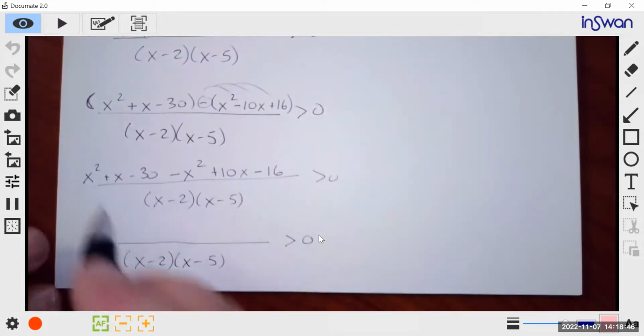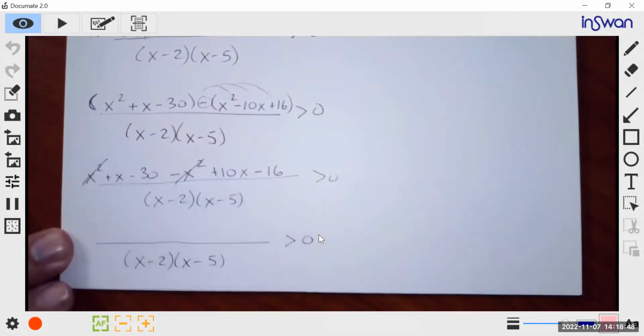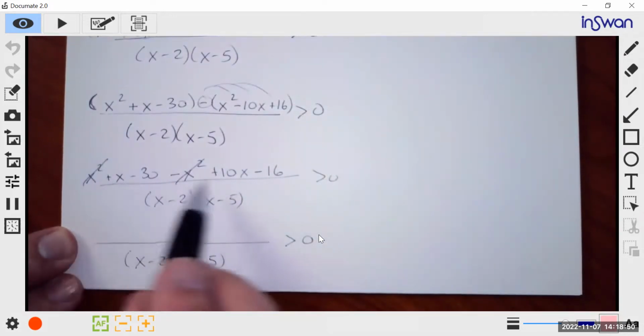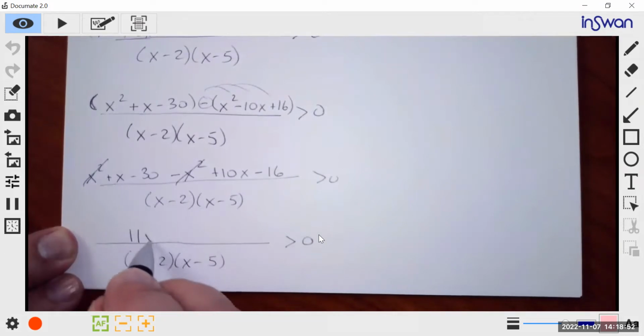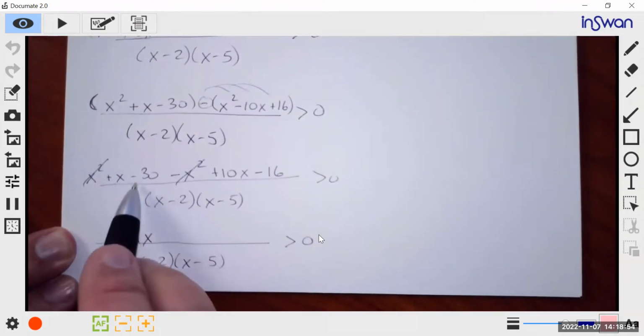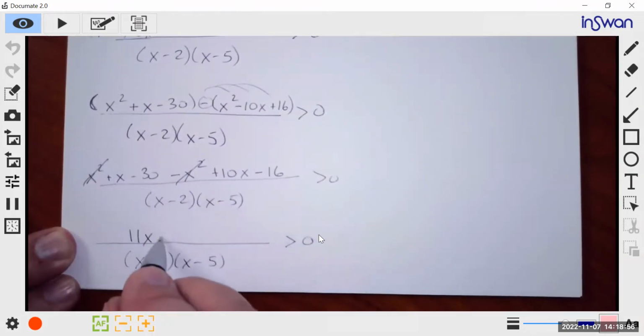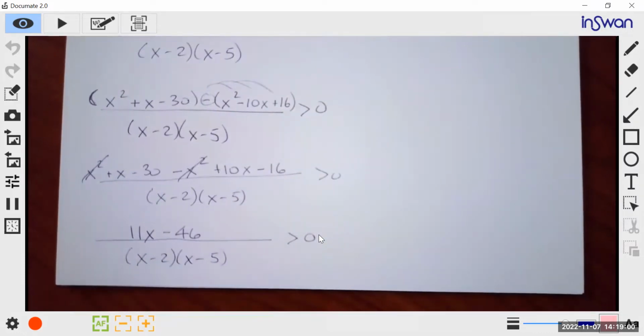Combine like terms on top. X squared minus x squared cancels. 1x plus 10x is 11x. -30, -16 is -46. So there's my equation.